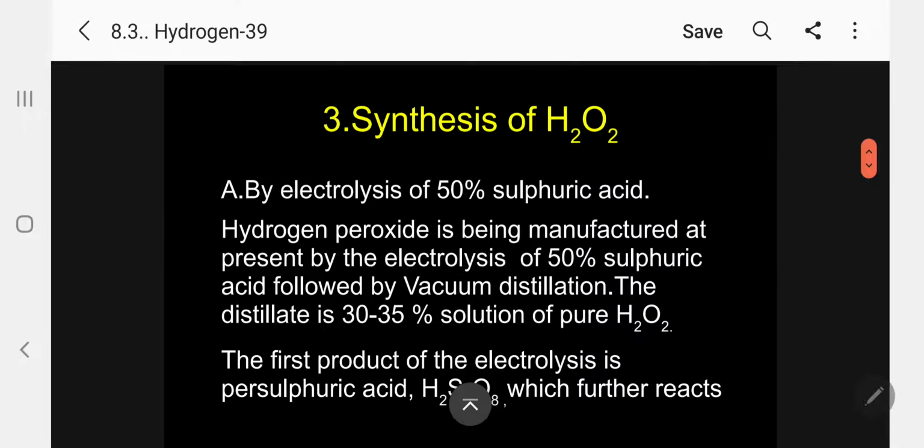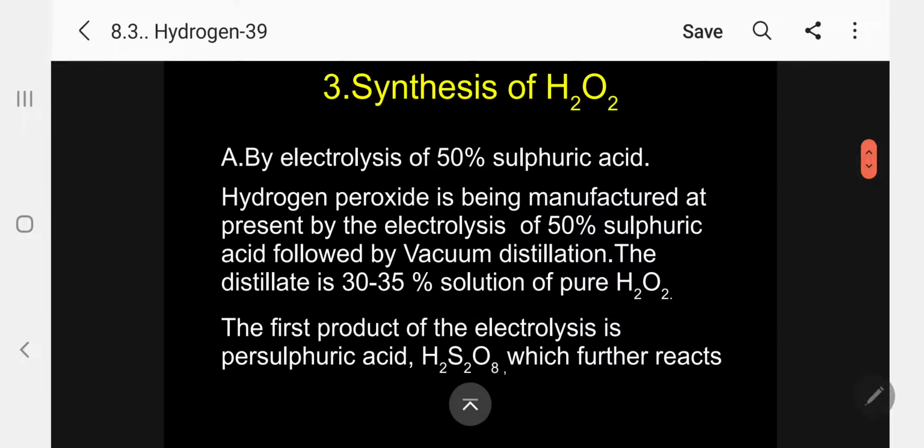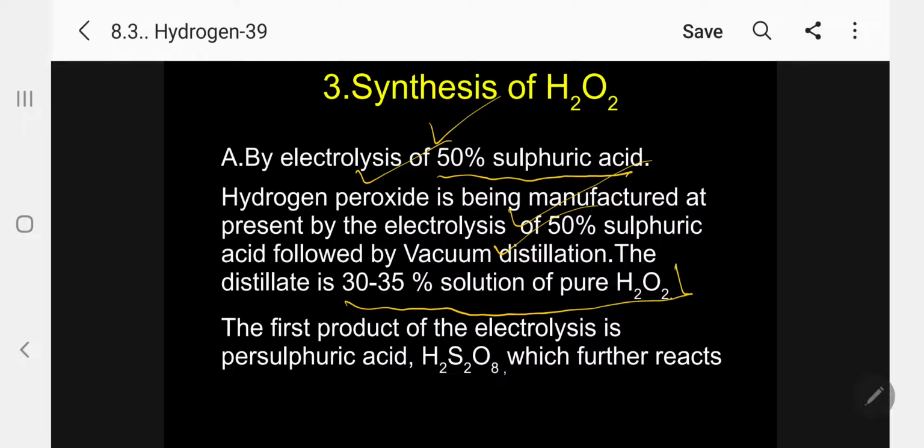Then the synthetic method. Synthetic means large scale, commercial method. Hydrogen peroxide is manufactured at present by electrolysis of 50% sulfuric acid followed by vacuum distillation. The distillate contains a 30 to 35% solution of pure hydrogen peroxide. Commercial, please follow.